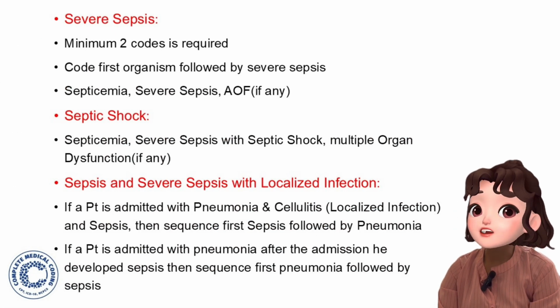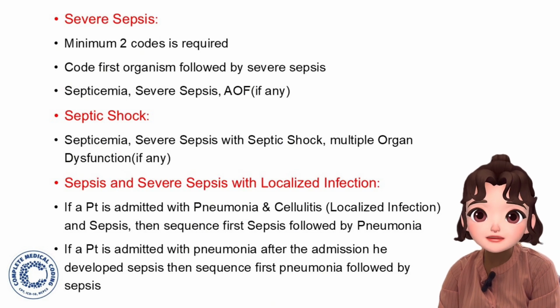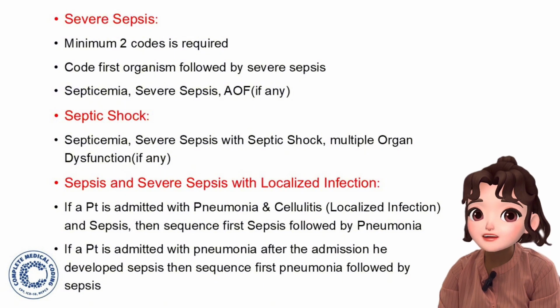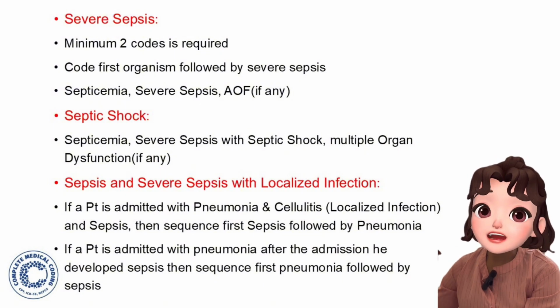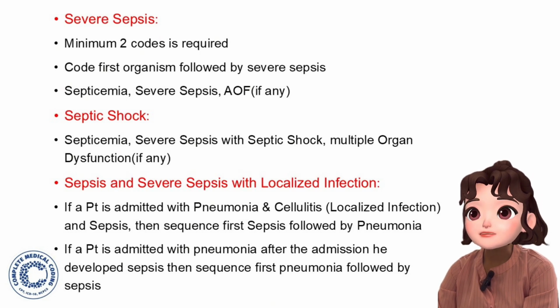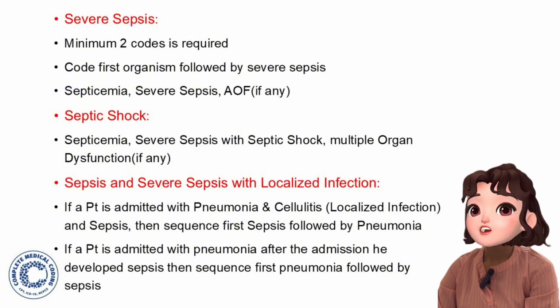In severe sepsis, there should always be two codes. A minimum of two codes is there in severe sepsis. The default code, as I told you earlier, A41.9, and then the severe sepsis without septic shock code. Then if there is any acute organ failure, we have to code that also. So a minimum of two codes is required under severe sepsis.